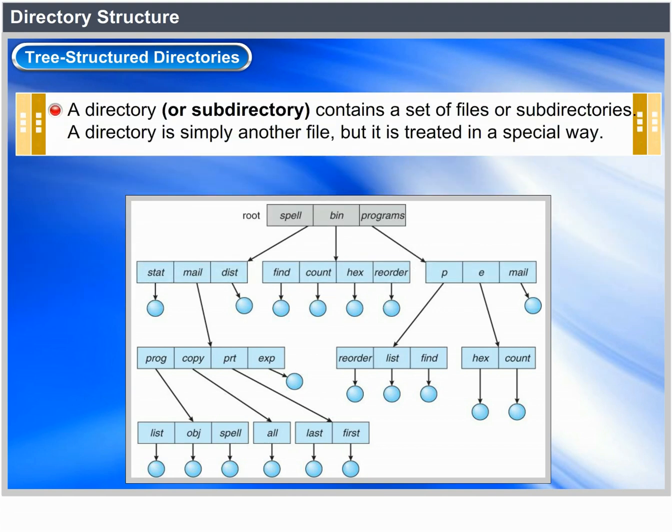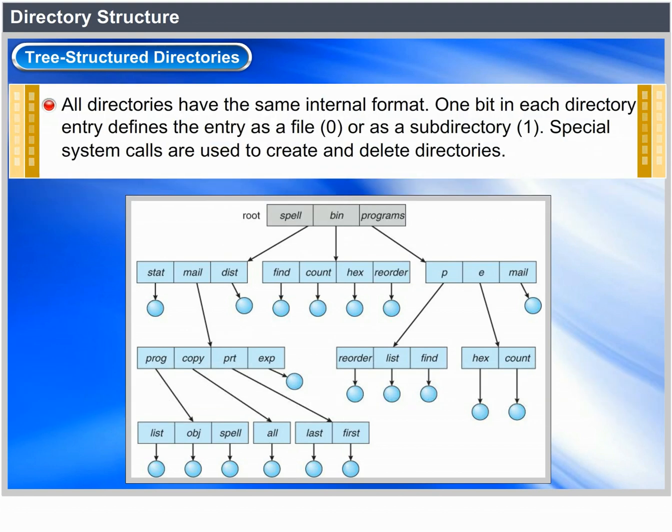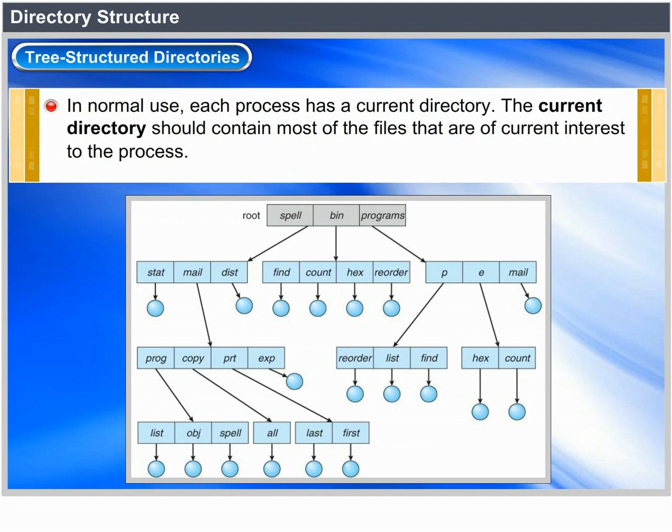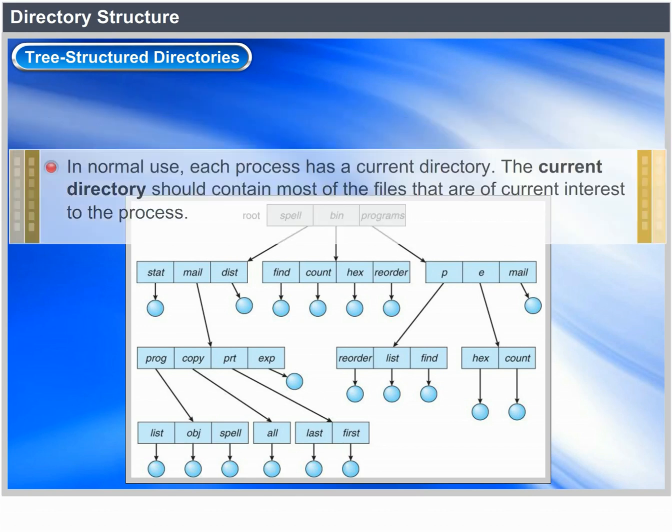A directory is simply another file, but it is treated in a special way. All directories have the same internal format. One bit in each directory entry defines the entry as a file (0) or as a subdirectory (1). Special system calls are used to create and delete directories. In normal use, each process has a current directory. The current directory should contain most of the files that are of current interest to the process. When reference is made to a file, the current directory is searched.